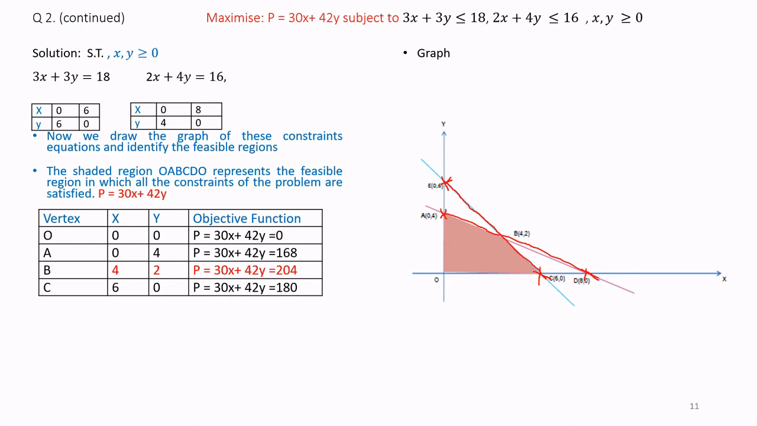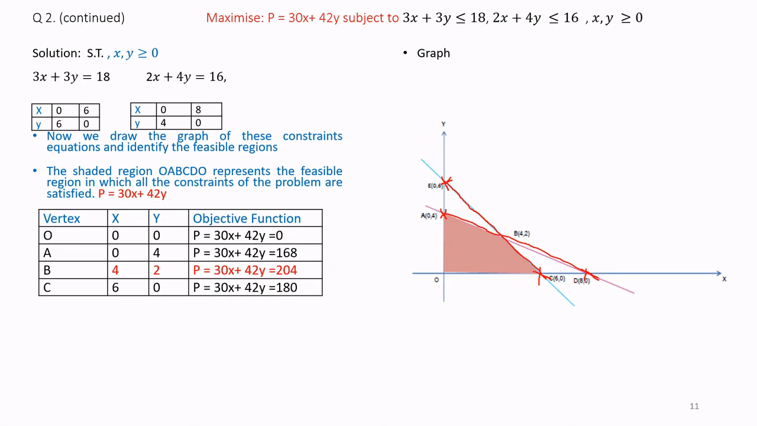What is the coordinate, by actually measuring the scales on the x-axis and y-axis? You will get (4, 2). You can even get it by solving the equations 3x + 3y = 18 and 2x + 4y = 16. That is the equation of these two lines at the point of intersection. We know the method. Now we have noted down the coordinates of O, A, B, C.